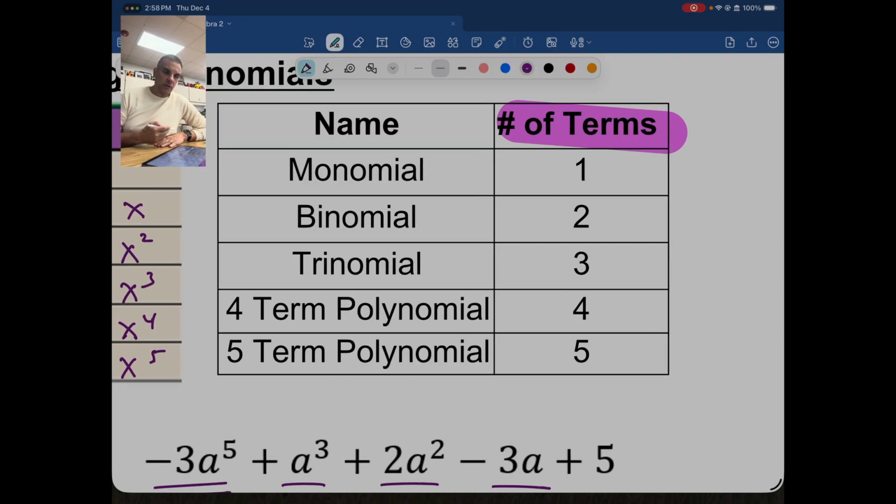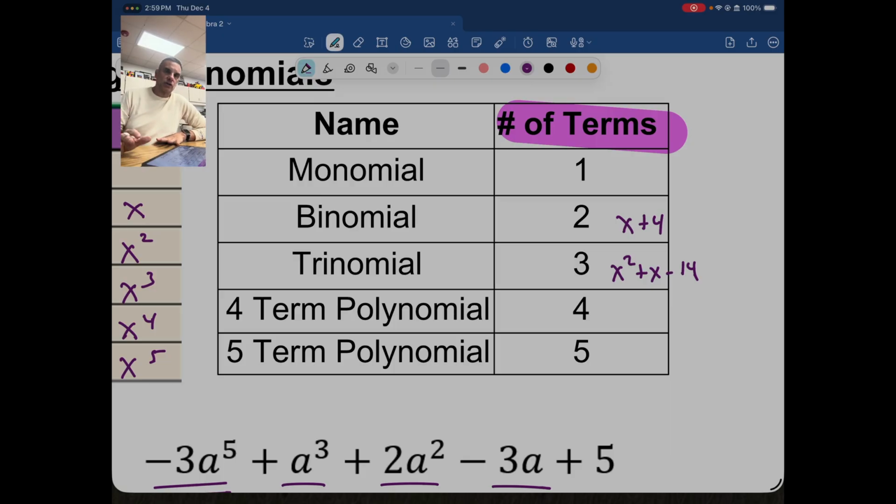If there's only one term, it's considered to be a monomial. We already talked about that one. Two terms, we've done two-term things a lot in here, something like x plus 4. Two terms means binomial. Three terms, x squared plus x minus 14, that's called a trinomial. Anything over 3 terms, we're just going to name according to the number of terms that it has.